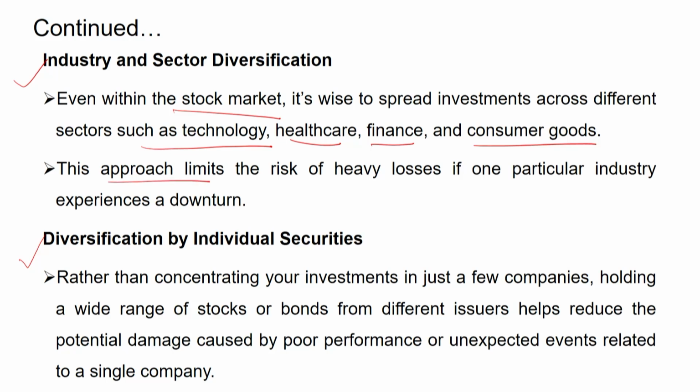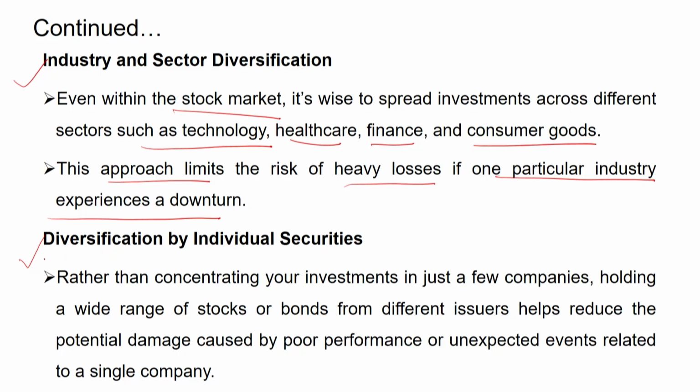So, this approach basically limits the risk of heavy losses in one particular industry and may help you to experience a downturn with sound financial planning that will help you to balance the risk with the prospective profits of the other sectors of the economy. So, basically in the industry and sector wise diversification, we can divide our money for the purpose of investment into different sectors such as automobile industry, IT industry, consumer goods industry, healthcare or infrastructure.